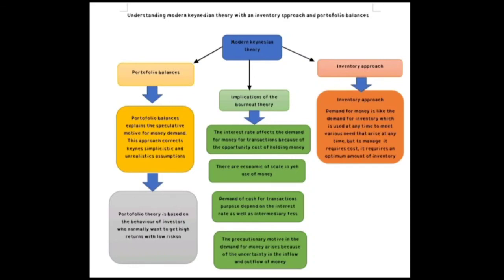And second, implications of the Baumol theory. The interest rate affects the demand for money for transactions because of the opportunity cost of holding money. And third, there are economies of scale in the use of money. Demand for cash for transaction purposes depends on the interest rate as well as the intermediary phase. The precautionary motive in demand for money arises because of uncertainty in the inflow and outflow of money.